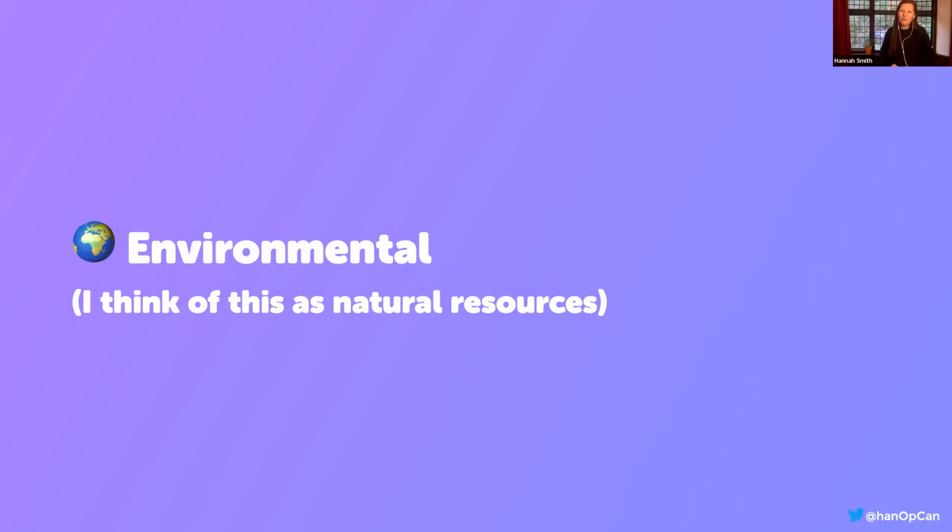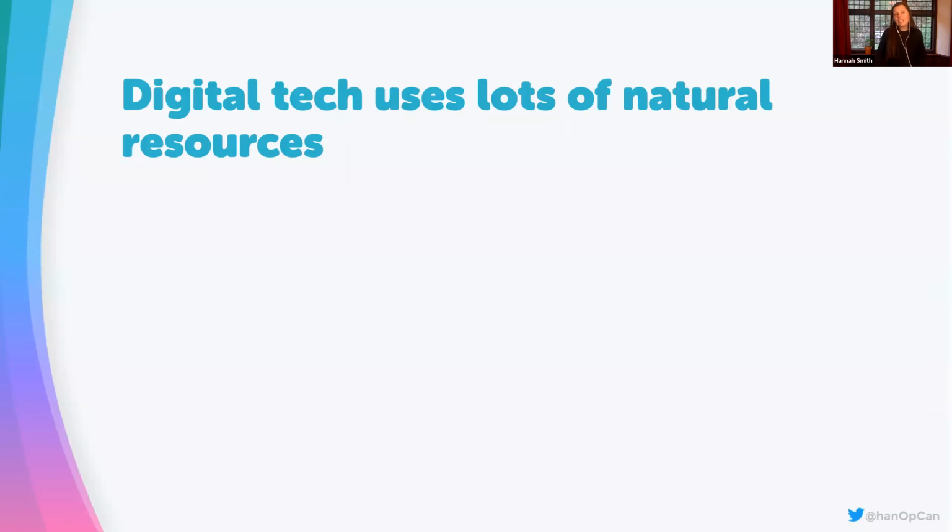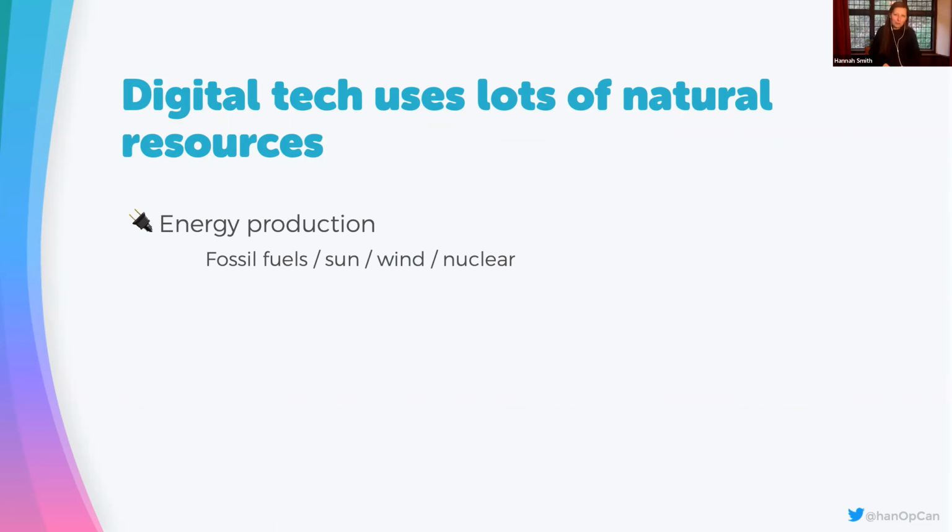I tend to think of the environmental stuff as natural resources. I find that a bit of an easier way of viewing it. So digital tech uses lots and lots of natural resources, some of which you may be aware of, some of which you may not have considered before. The one that most people are aware of is energy production or electricity production. And digital tech gobbles up quite a lot of energy. And I'll give you some stats more specifically on how much in a sec.